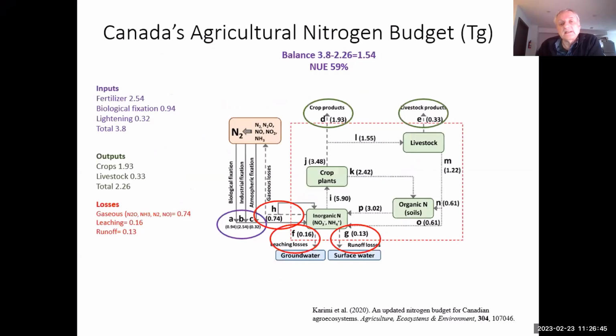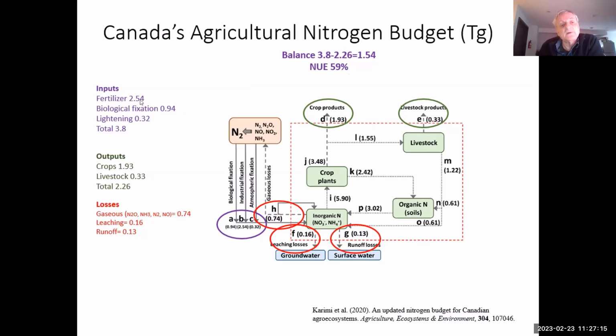And just to show you what the Canadian nitrogen budget looks like, this is a recent paper by Karimi et al., mainly out of Lethbridge. But what it shows is the total input of nitrogen into Canadian agriculture. This is in teragrams, which is 1 million tons, of nitrogen. So you can see there's a balance: 3.8 goes in, 2.3, let's say, goes out, and 1.5 is left over as surplus. The efficiency is just under 60%.